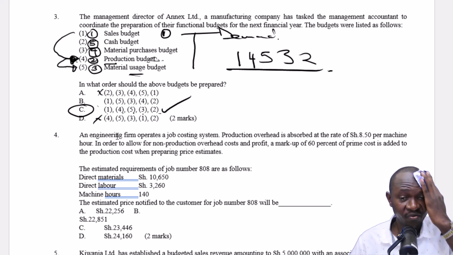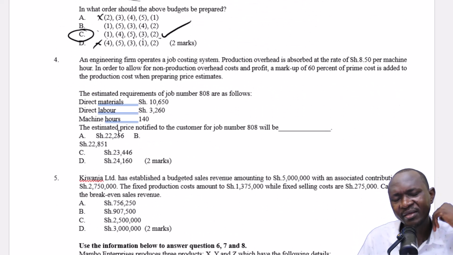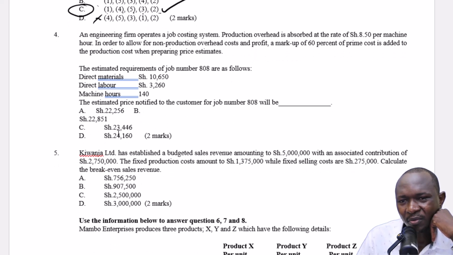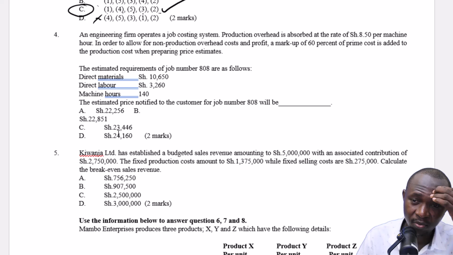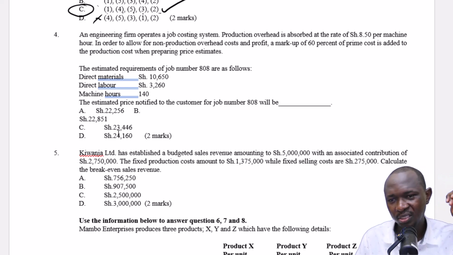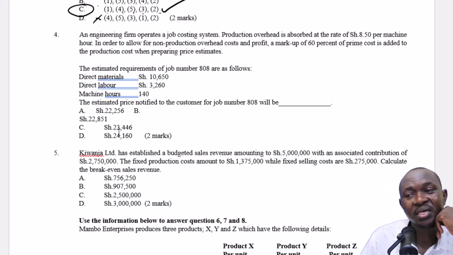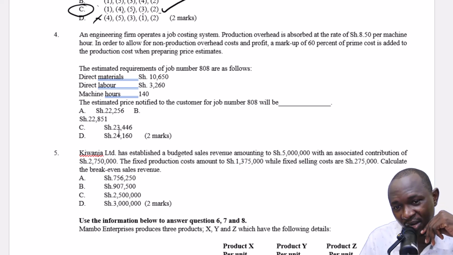Let's go to number 4. An engineering firm operates a job costing system. Production overhead is absorbed at the rate of 8.5 per machine hour. In order to allow for non-production overhead costs and profit, a markup of 60% of prime cost is added to the production cost when preparing price estimates. The estimated requirements of job number 808 are as follows.